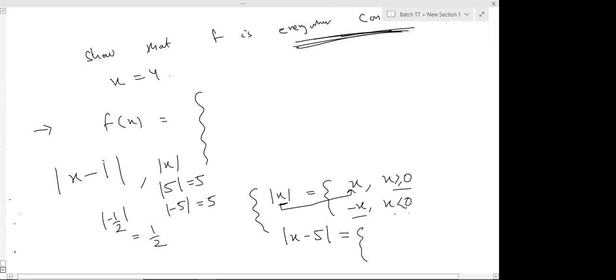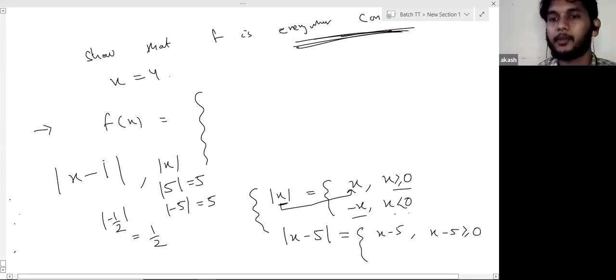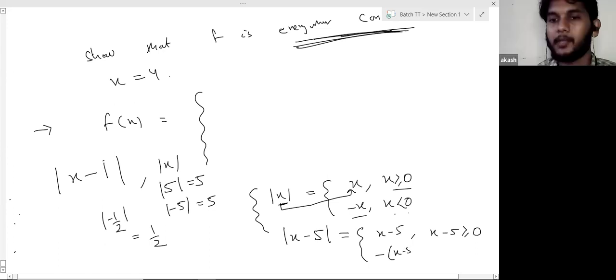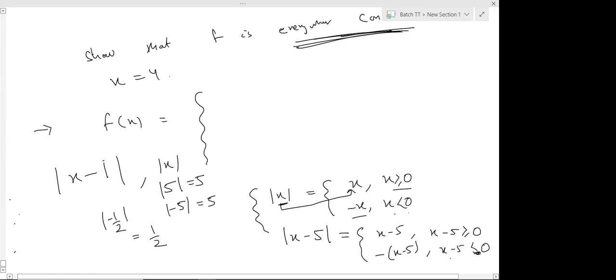Then we have to put x - 5 when x is greater than 0. When x - 5 is greater than or equal to 0, okay, the whole term, right? Yes. And minus of x - 5 when x - 5 is less than 0. So the absolute value can be negative?